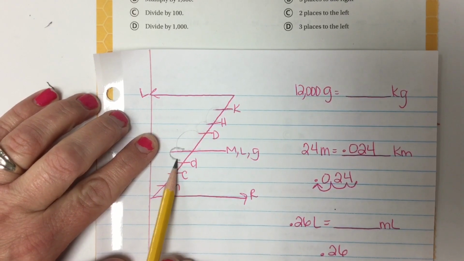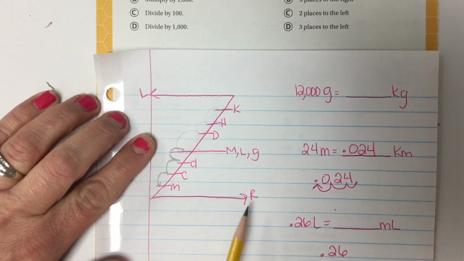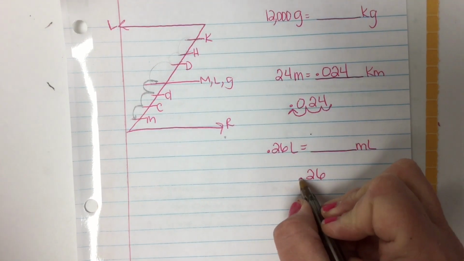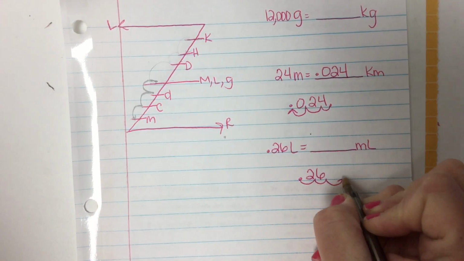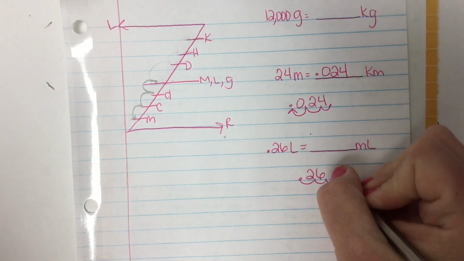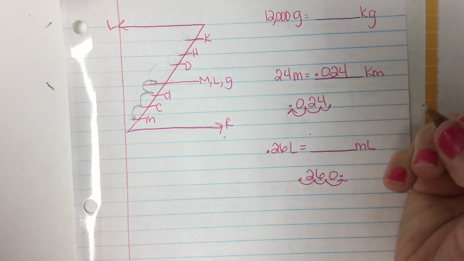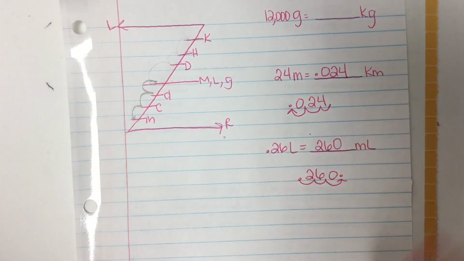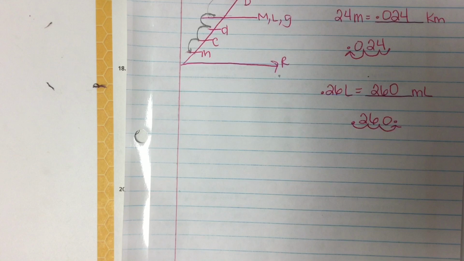We're going to take 1, 2, 3 steps down and to the right. So I'm going to take that decimal 3 steps to the right. 1, 2, 3. The decimal is now at the end. And I'm going to fill in the hole with a 0. So 0.26 liters is 260 milliliters. So your answer would have been B. Okay, I hope that helps.